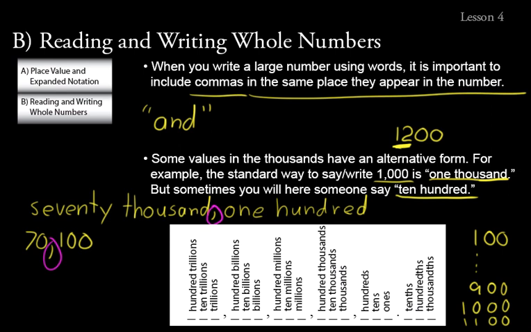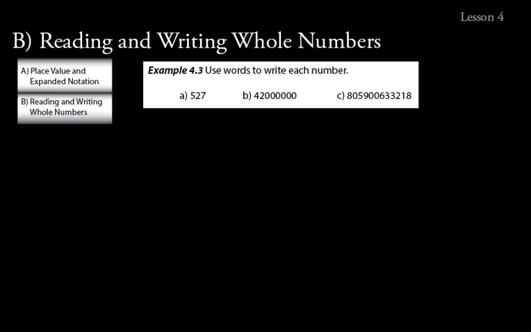So think about it. Ten $100 bills equals $1,000, right? So we'll practice writing these both the thousands way and the hundreds way. Okay, take a look at example 4.3. Use words to write each of those. So A, if you need to refer back to your place value chart, then open that up and take a look at it. I'm not going to keep showing that up here though.